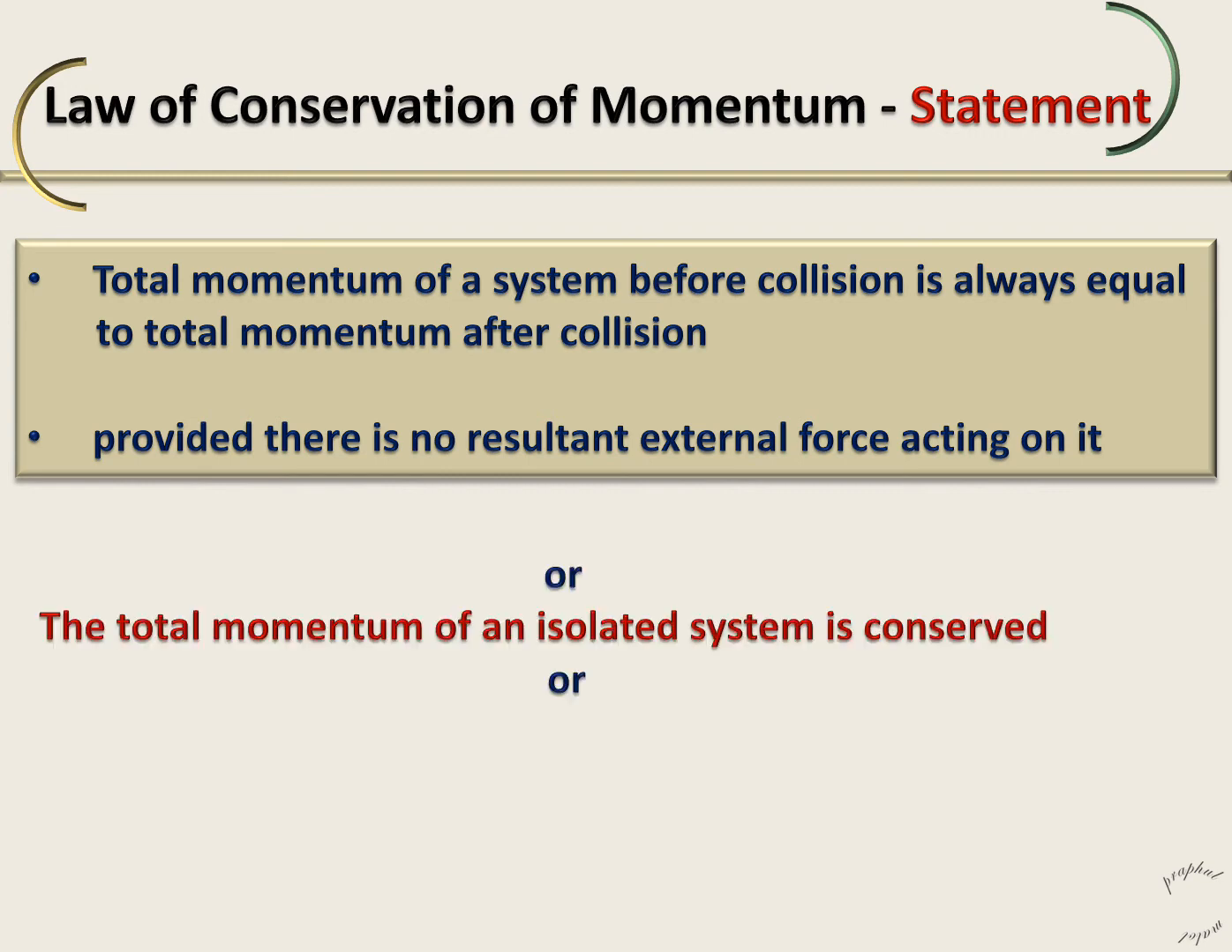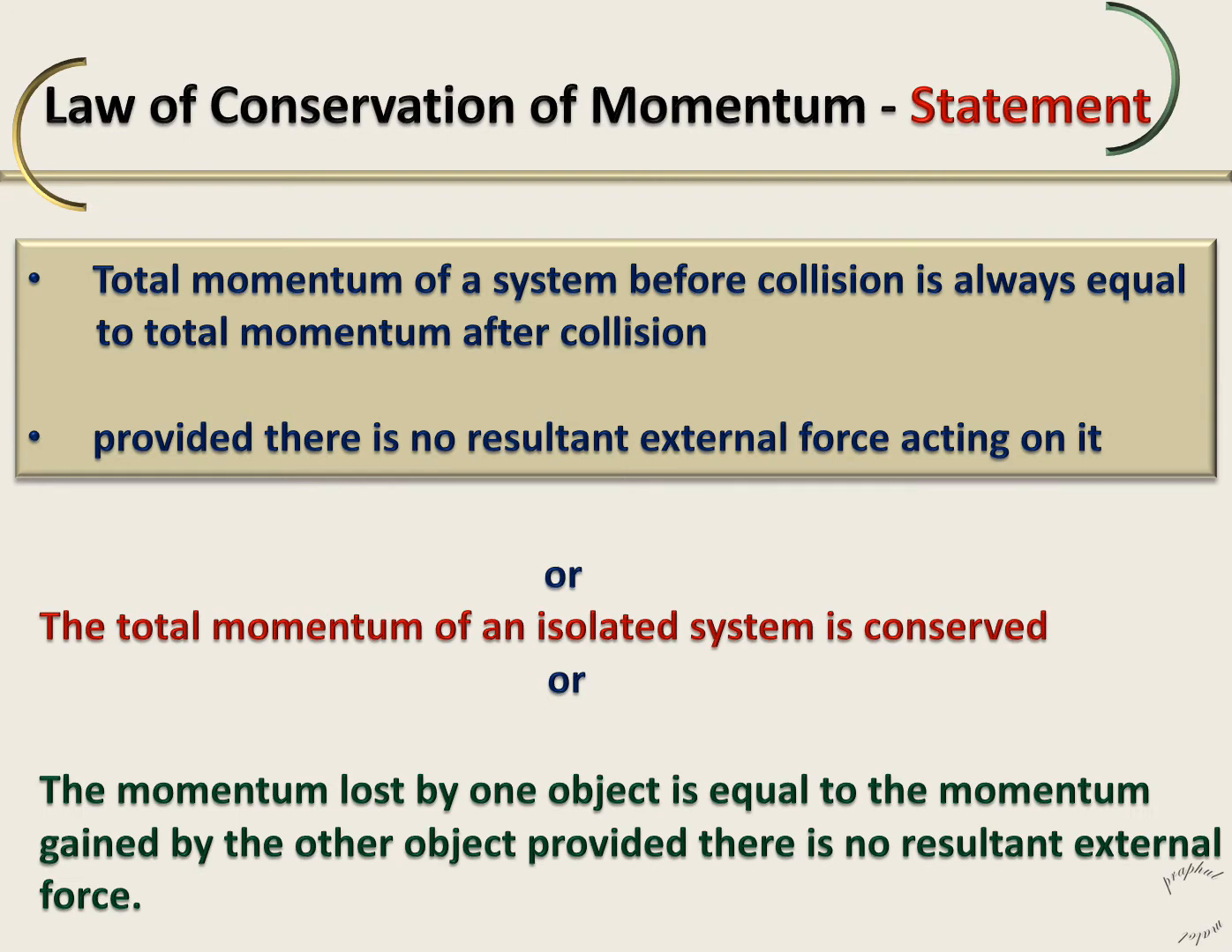The same statement you can even write as the total momentum of an isolated system. Isolated just means the same thing: no external force acting. That's called an isolated system. Or even you can say the momentum lost, or change in momentum, of one body will be equal to the momentum gained by the other body. So these are all statements of the law of conservation of momentum. Let's see how these can be applied in everyday situations.